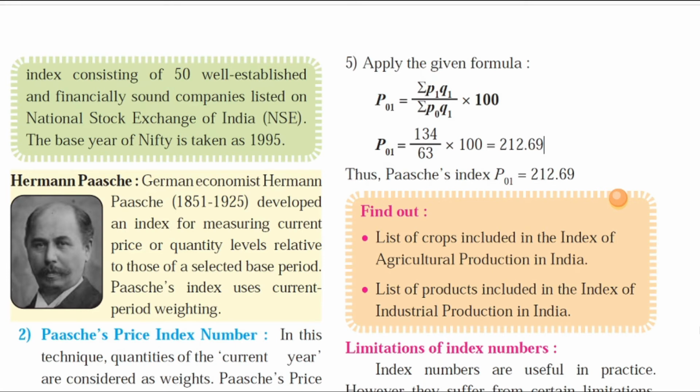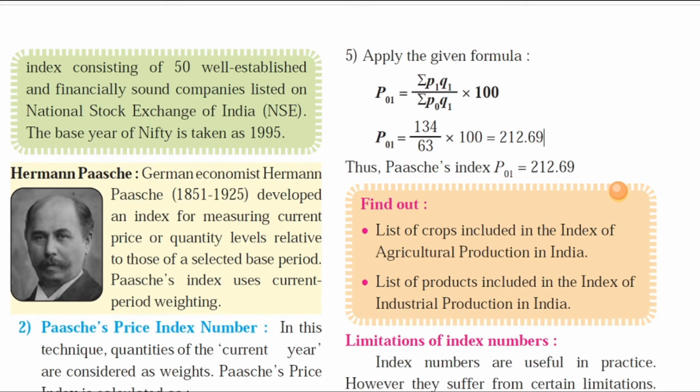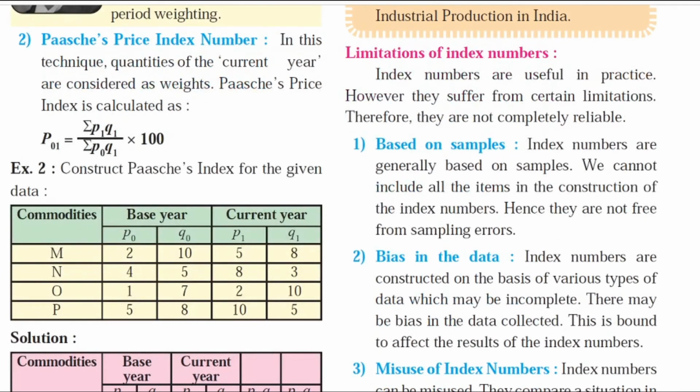My dear students, let us now study the last answer of this chapter, that is limitations of index numbers. Yes, my dear students, as you know, index numbers are used as statistical tools for economic analysis. Somewhere or the other, every coin has two sides, and thus there are some limitations of index numbers as well. Index numbers are useful in practice, however, they suffer from certain limitations. Let us have a look at them one by one.